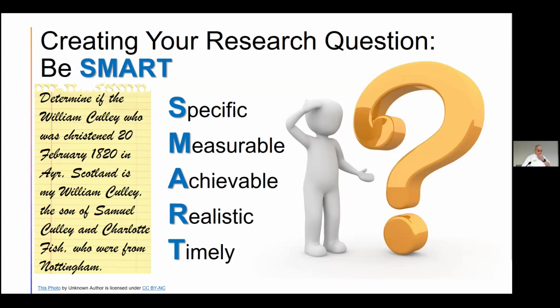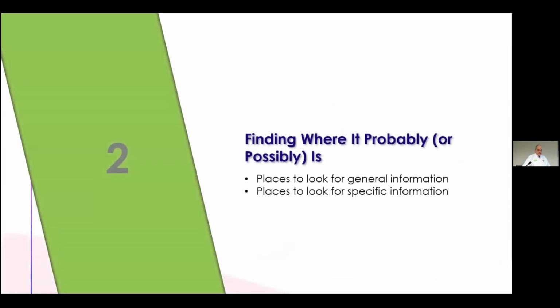So that was my research question, finding William. So now where am I going to go look? First of all, I want to find out where the information could possibly be. That person didn't have a source, by the way.